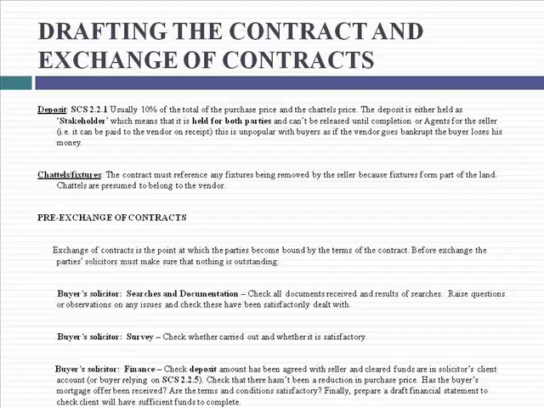Buyer's solicitor: finance check. Check the deposit amount has been agreed with the seller, and that cleared funds are in the solicitor's client account or the buyer is relying on SCS 2.2.5. Check that there hasn't been a reduction in the purchase price. Has the buyer's mortgage offer been received? Are the terms and conditions satisfactory? Finally, prepare a draft financial statement to check the client will have sufficient funds to complete.